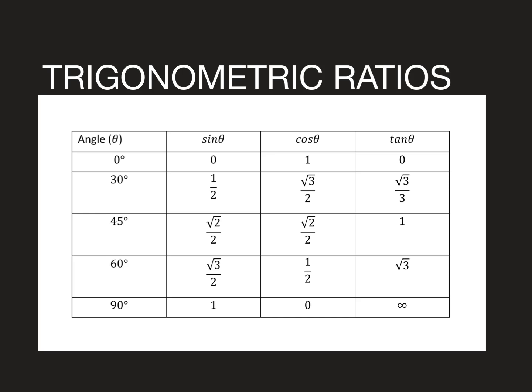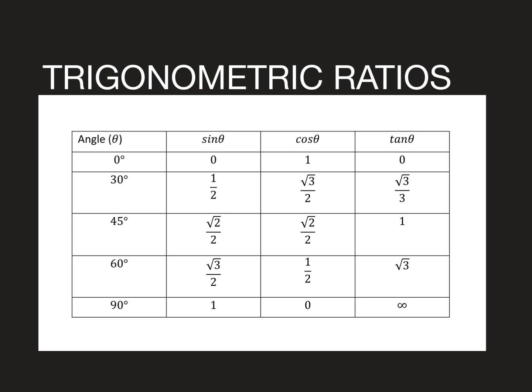Welcome back. In this video, we will discuss trigonometric ratios. As you can see from this table, we have different angles and their equivalent values. For example, sine of 30 degrees is 1 over 2, cos of 30 degrees is root 3 over 2, tan of 30 degrees is root 3 over 3, and so on.